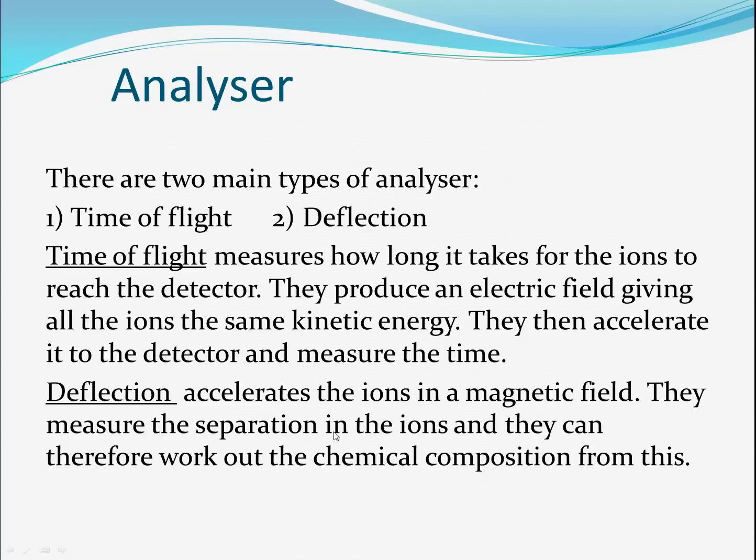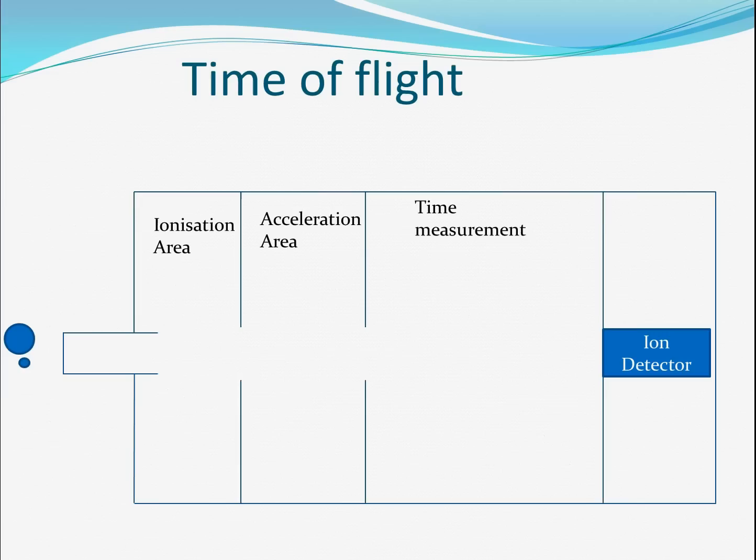Deflection. We accelerate the ions, and it's a bit curved. It's in a curve, you'll see this in a second. We accelerate the ions in the magnetic field. We measure the separation of the ions, and we can therefore work out the chemical composition from this.